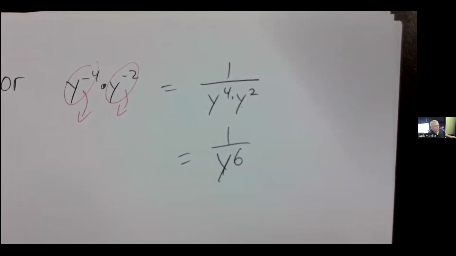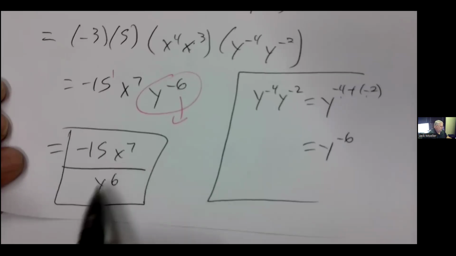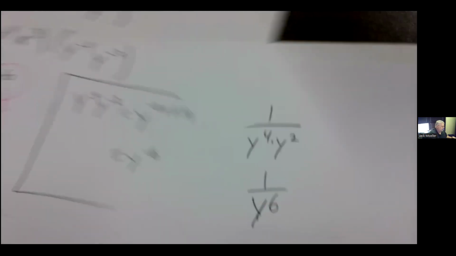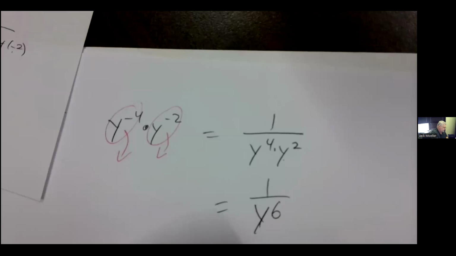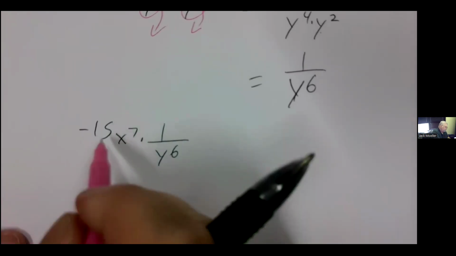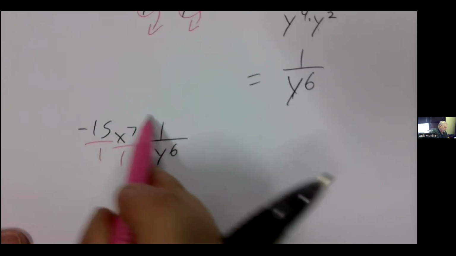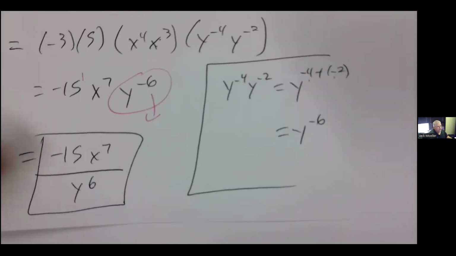And guess what? There is our y to the sixth. Essentially what we're doing is negative 15 times x to the seventh times 1 over y to the sixth. So then you just put these two over 1, and that's your top, that's your bottom. We get the same answer.